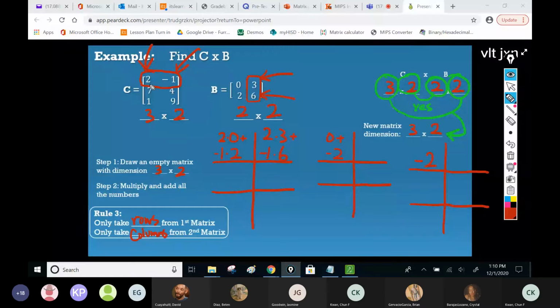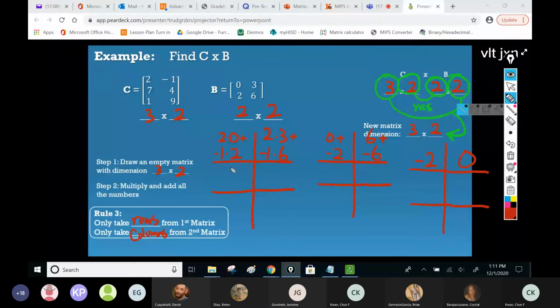All right, let's keep going. All right, so 2 times 3 is 6 plus -1 times 6 is -6. And then add them together. 6 plus -6, you get a 0. You will get a 0. All right, so 2 numbers down. We got 4 more to go.